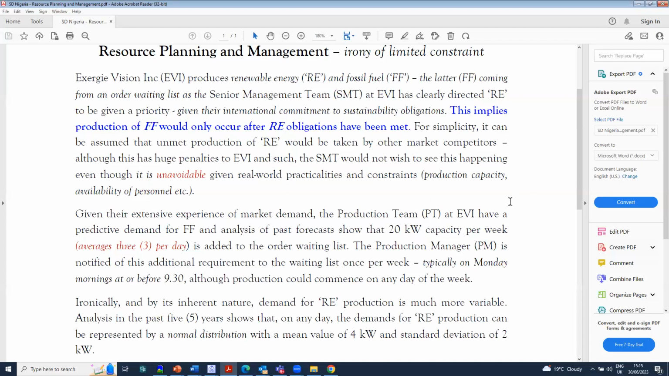For simplicity, it can be assumed that unmet production of renewable energy will be taken by other market operators.